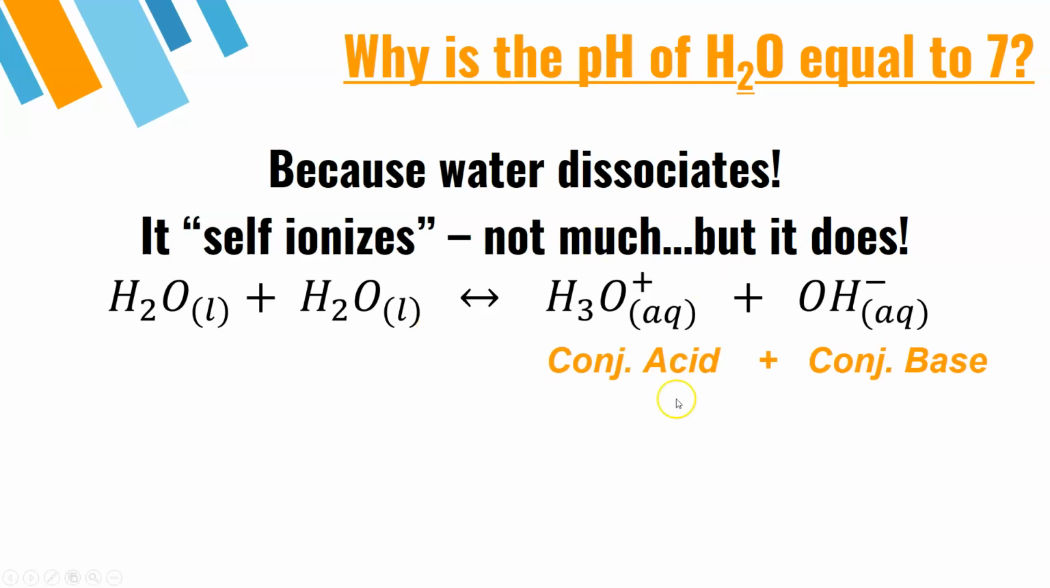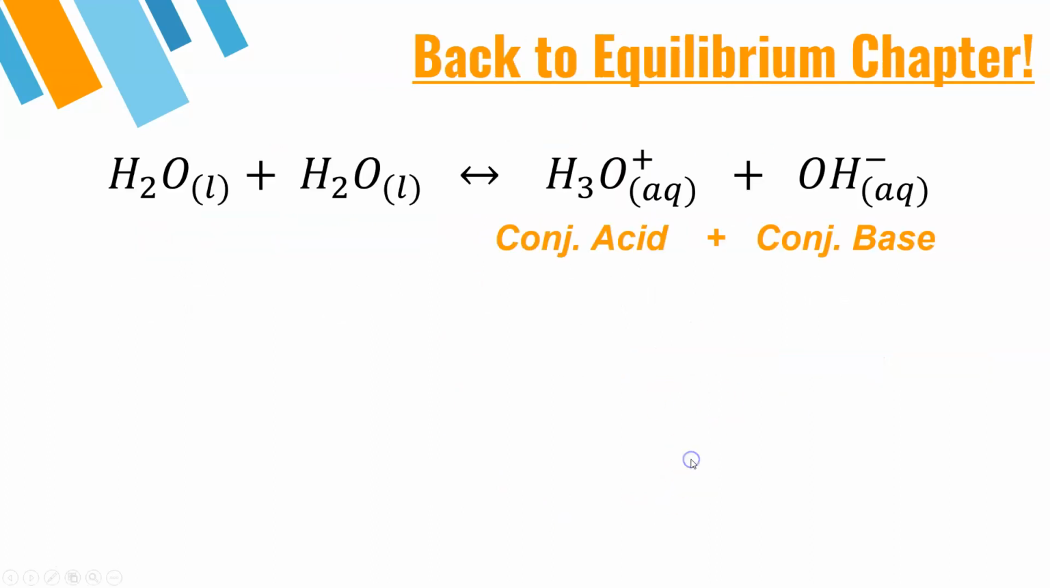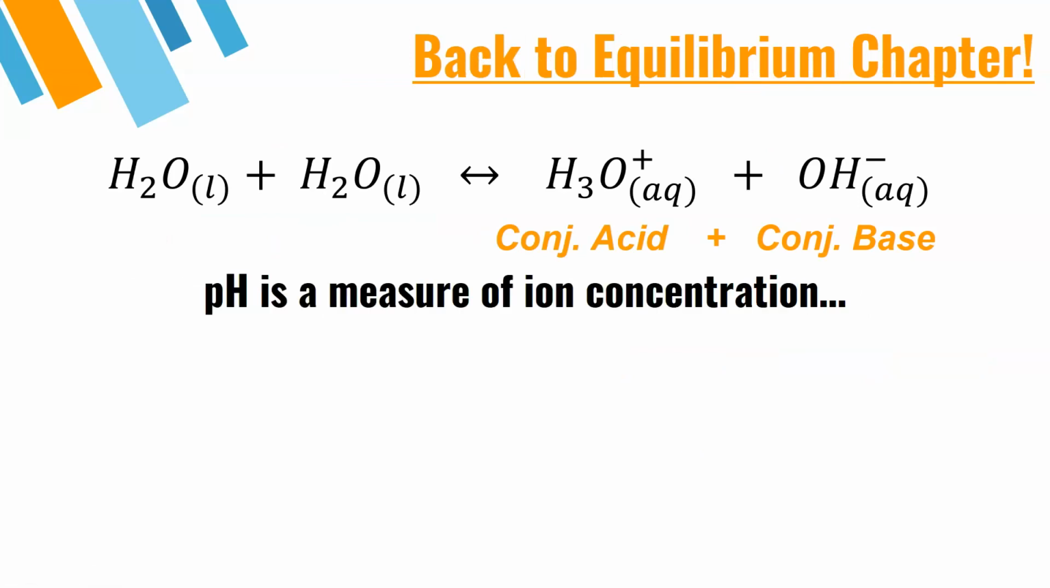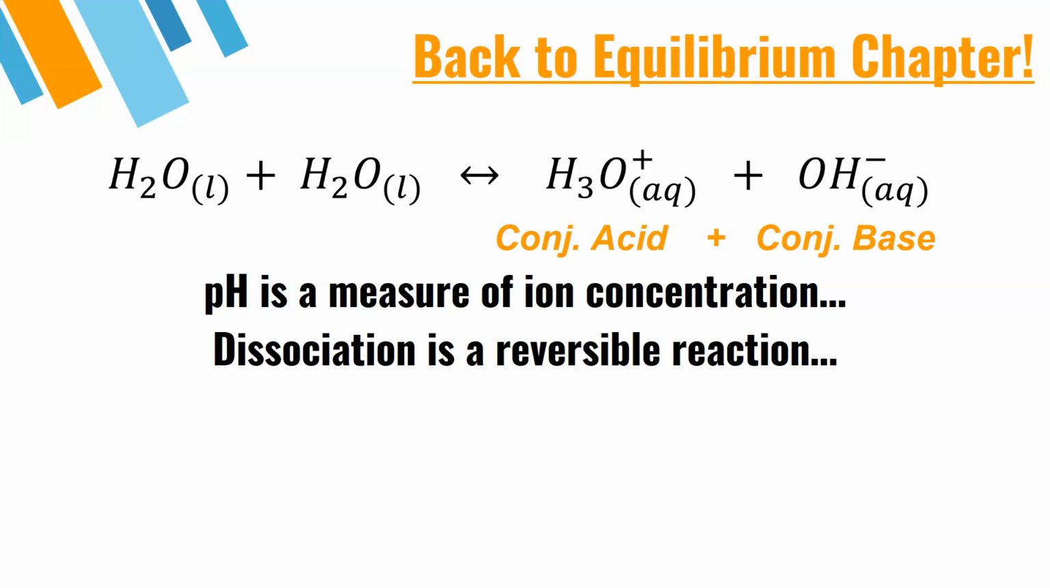We get conjugate acid forming and conjugate base forming. It's not a lot, but it's just a little bit. If pH is measuring the concentration of our hydrogen ions, and we have this equilibrium happening, well, there is some acid present, isn't there? There are some hydrogen ions floating around. So we have this dissociation happening.